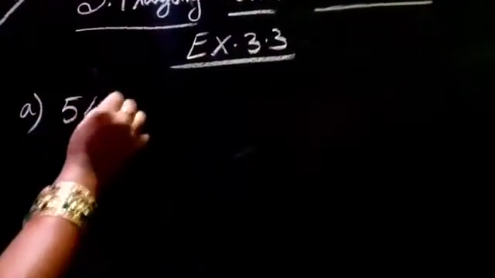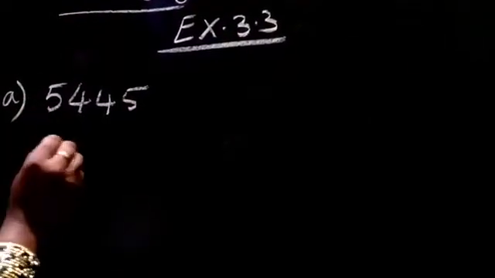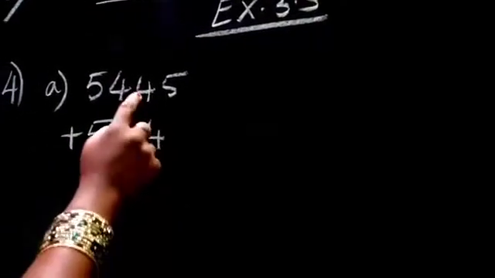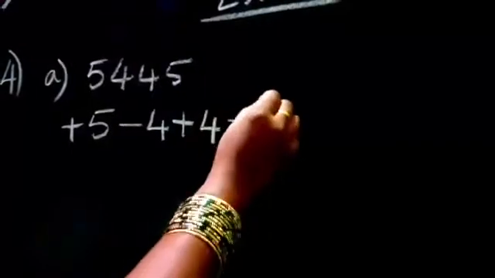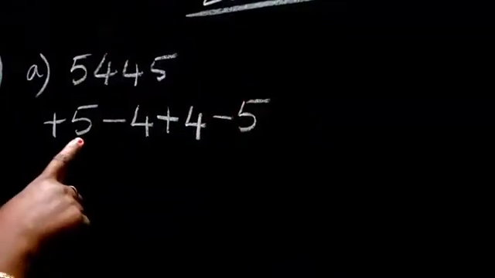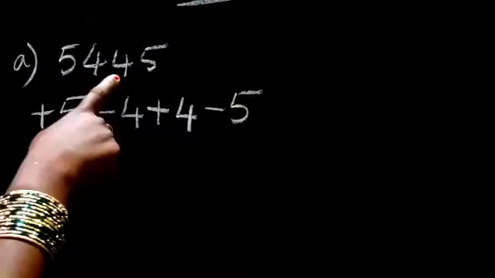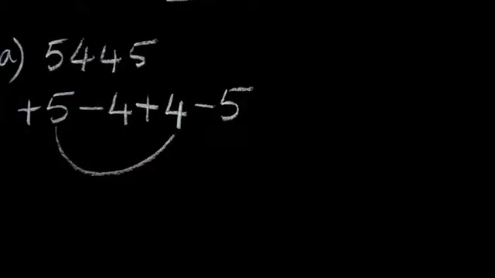First, question A is 5445. In this, first we have to put plus, second number we have to write minus, third number we have to put plus, fourth number we have to write minus. This is the first number, third number. These are called odd places. Odd places we should add and keep.